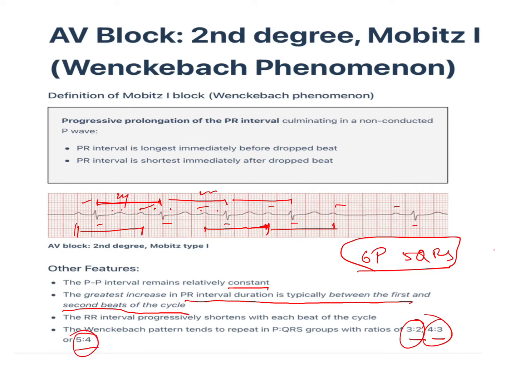So we get these PQRS complexes in the ratio of 3 to 2, 4 to 3, or 5 to 4, meaning 3 P waves and 2 QRS, 4 P waves and 3 QRS, 5 P waves and 4 QRS. This is Mobitz type 1, second degree heart block, or Wenckebach phenomenon. It means there will be progressive prolongation of the PR interval followed by a non-conducted P wave. I think if you remember this much, it will be quite useful.